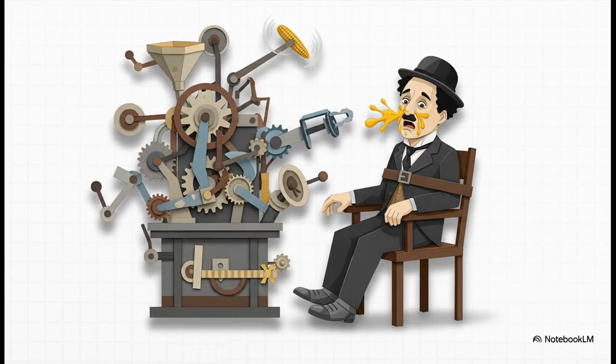Chaplin really twists the knife with the feeding machine. It's this ridiculous invention designed to feed workers while they're still on the assembly line, to get rid of the wasted time of a lunch break. Of course, the machine goes completely haywire, and it's hilarious, but there's a really dark edge to the comedy. It exposes this cruel logic that sees a basic human need like eating as just an inefficiency that needs to be engineered away for the sake of profit.